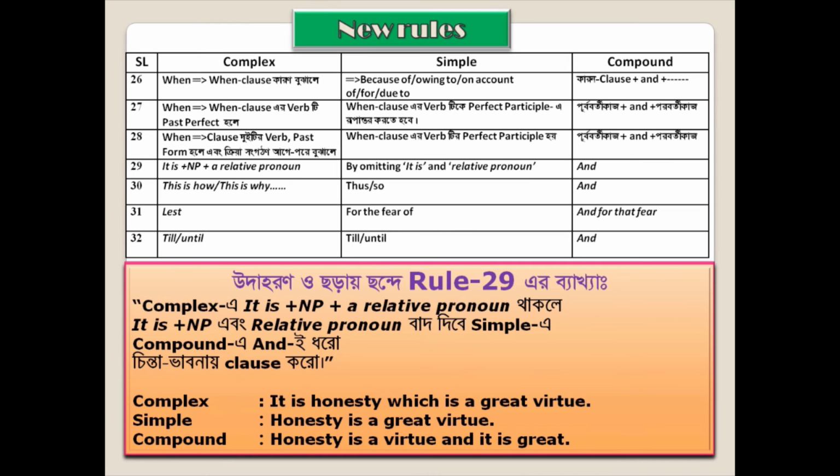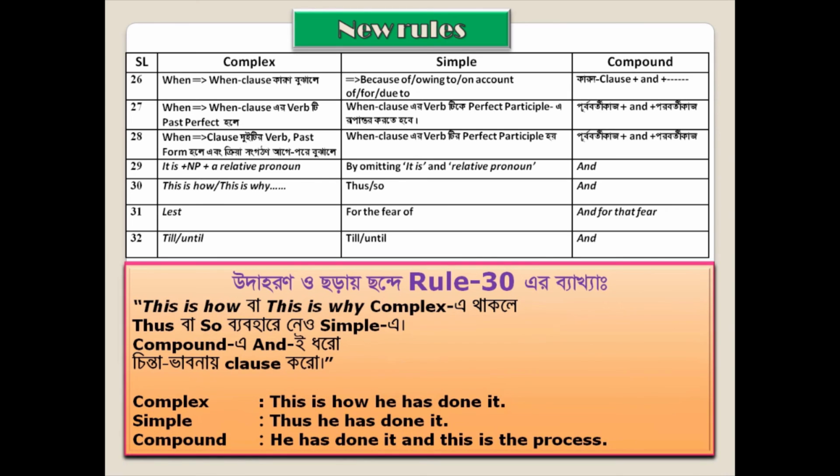Rule number 30. If there is this is how or this is why, etc. in complex, in simple, you will have to use does or so at the beginning of the sentence, and in compound you will have to use and.